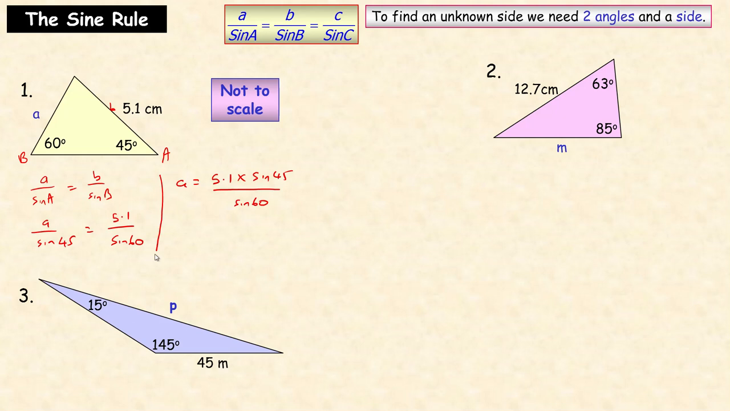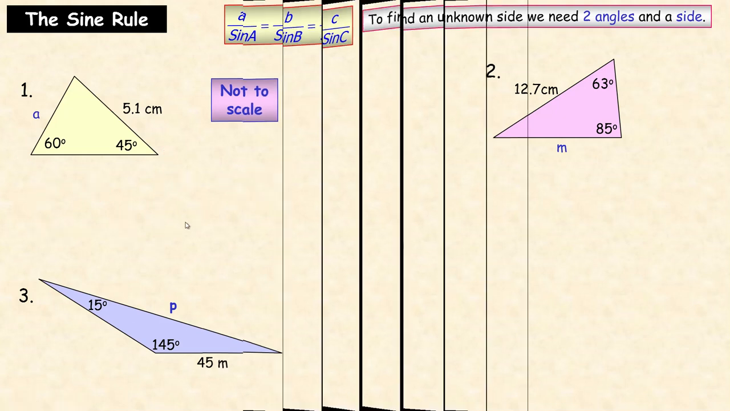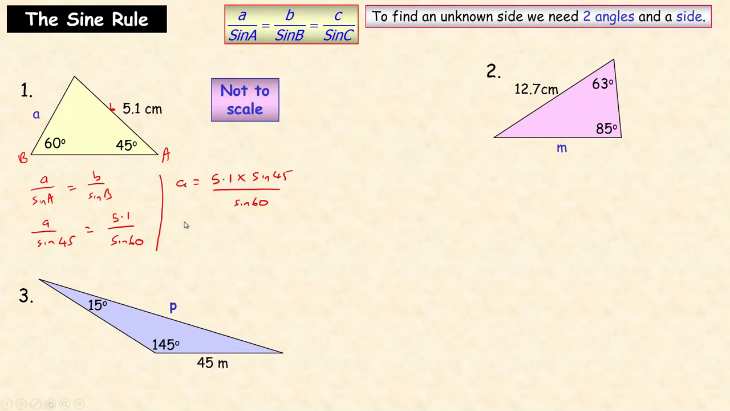Hopefully you got a equals 4.2. A equals 4.2 centimeters.